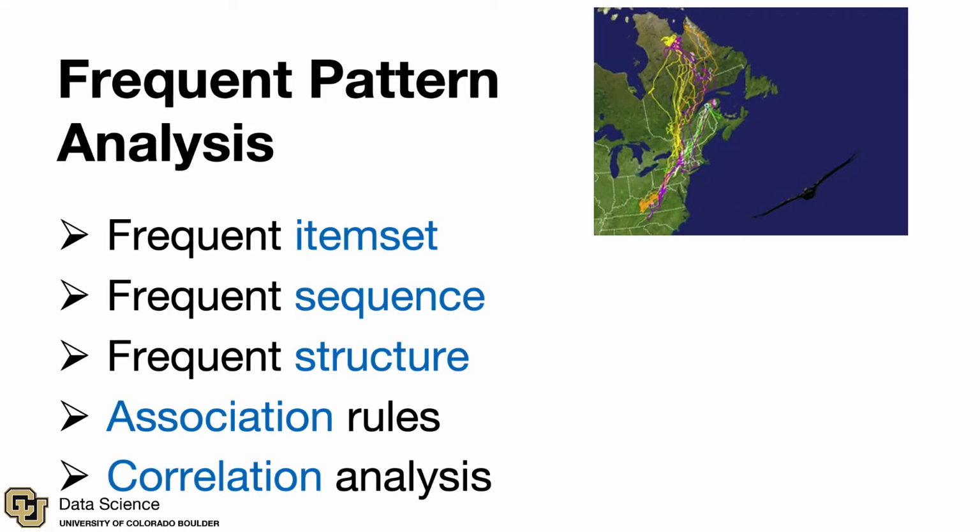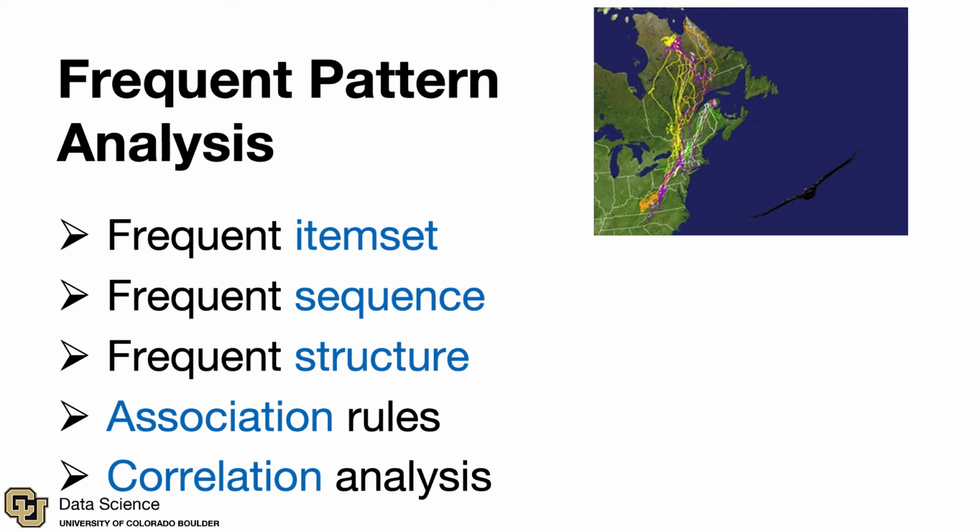First one, frequent pattern analysis. As we said earlier, in terms of a knowledge view, we want to be able to identify what happens frequently. Depending on what type of information you're looking at, you may be looking at a frequent item set, which is a set of items or events that tend to occur together.